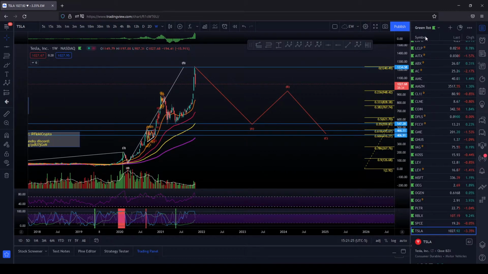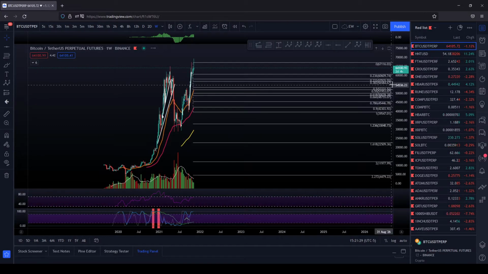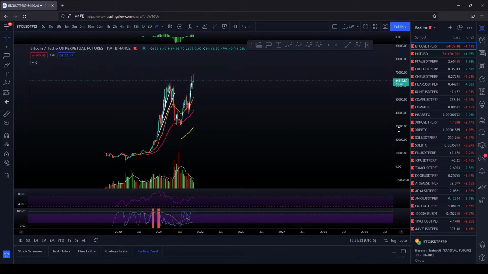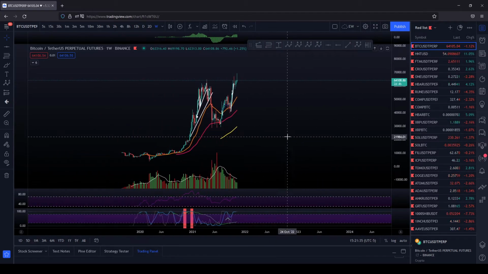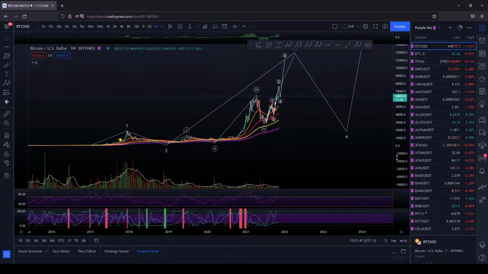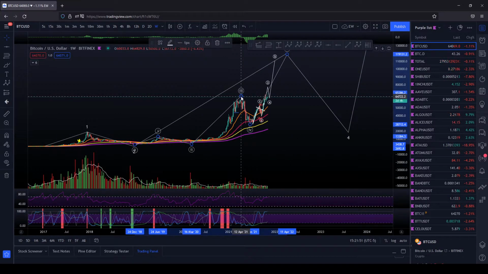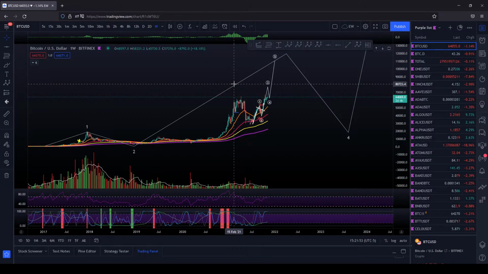We can go and see maybe Bitcoin. I already have some structures drawn out here. So let's just take, there's not enough history on this one. Let me just move to this one. Something like that here. Okay. Actually, I'll just redraw these when I need them.